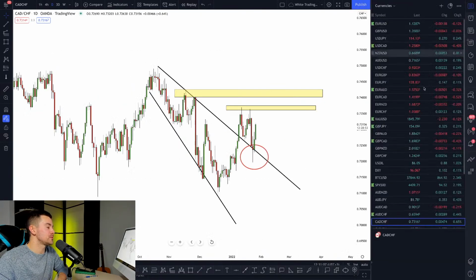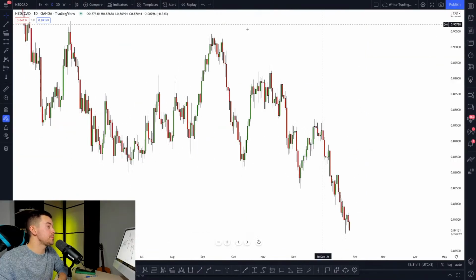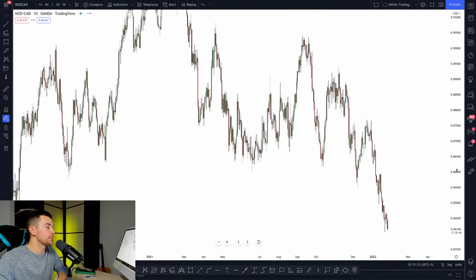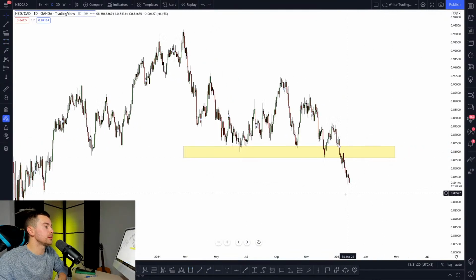Let's take a look at New Zealand CAD. What is up with New Zealand CAD? New Zealand CAD is very bearish. The pair is falling nicely, and at the end of last year, in my Telegram channel, I even posted a very bearish outlook for New Zealand CAD.